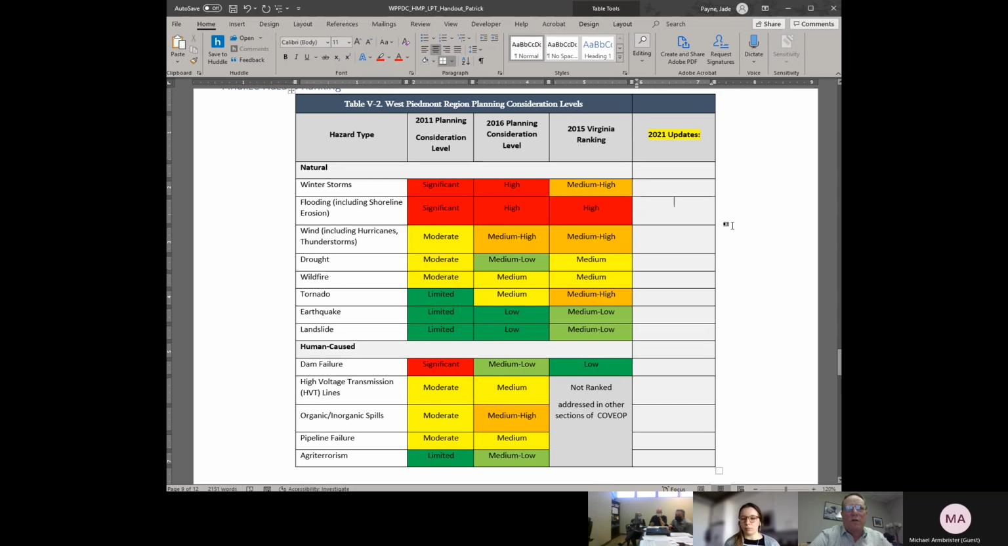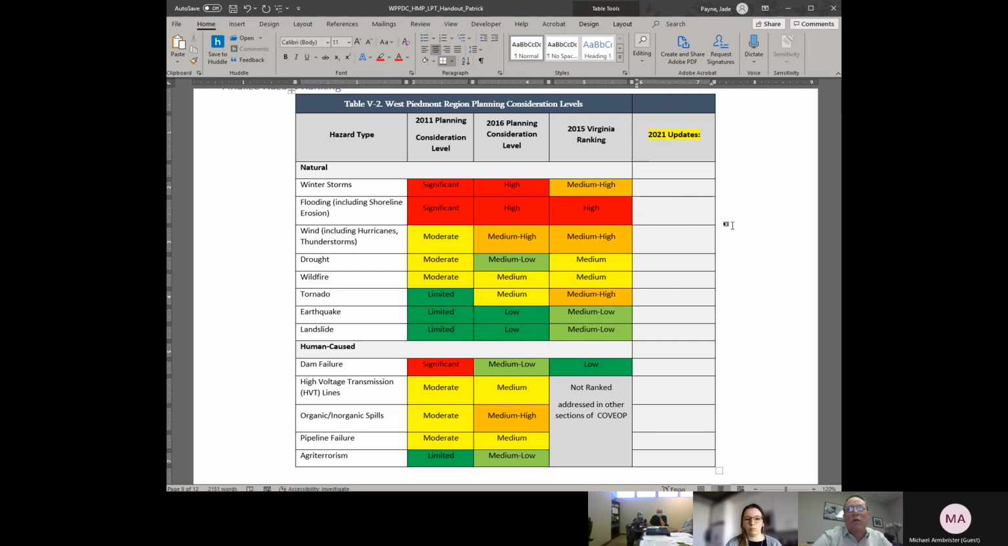And the thought process on this too, just so it doesn't mean that a tornado would cause only limited or medium damage. For example, what it's looking at is the probability of it occurring, what percentage of the county it would impact. So these are all sort of relative, and this ranking is not necessarily ranking the hazard itself, but it's ranking the level of detailed consideration it gets in the plan. So all it's saying is that winter storms and flooding and wind will probably get more emphasis than earthquake and landslide, for example.